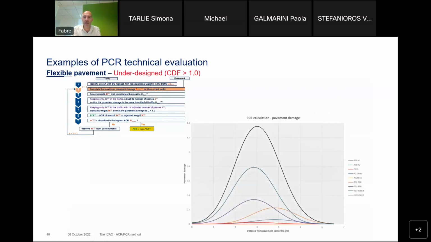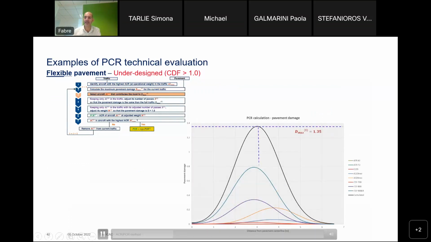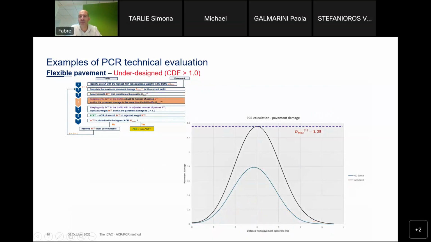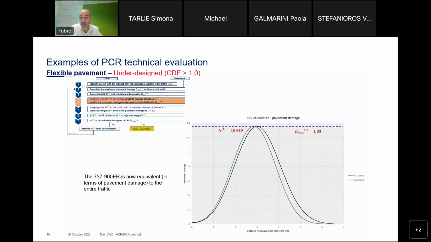Then you compute the CDF of the entire mix. You identify the critical aircraft. So in that case, as I said, the CDF is greater than one. The most contributing aircraft is a 737. Then you remove all aircraft and you keep only this one. You adjust its number of annual departures to arrive at the CDF of the entire mix, which is greater than one.